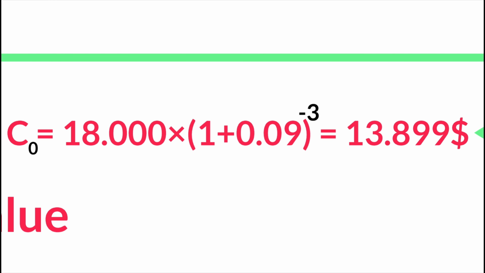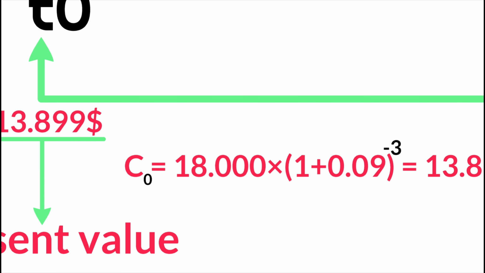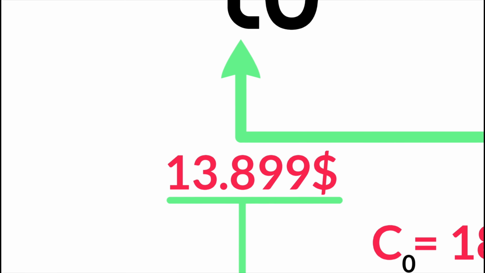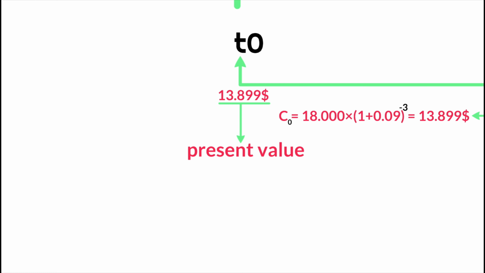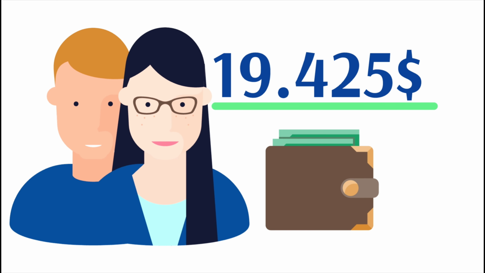Thus, they calculate $18,000 times 1 plus 0.09, where 0.09 is the interest rate, raised to the power of minus 3. This gives a present value of $13,899. The current value, or present value, of the prize money in option B is therefore only $13,899. The siblings quickly agree that the $15,000 from option A is a much better choice than option B, where the current value of the prize money is $13,899.